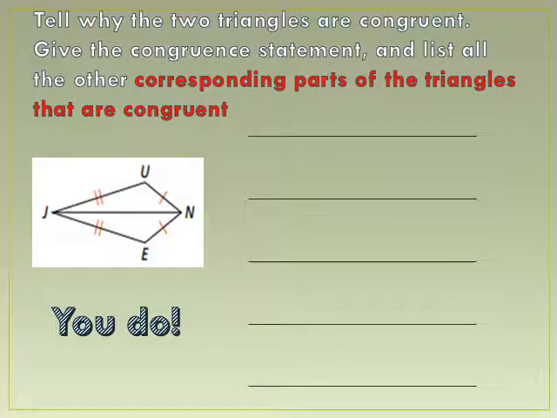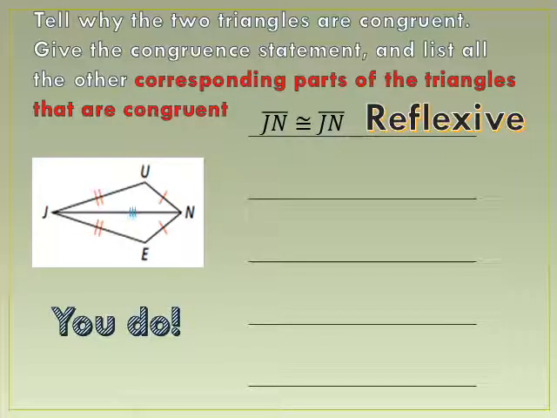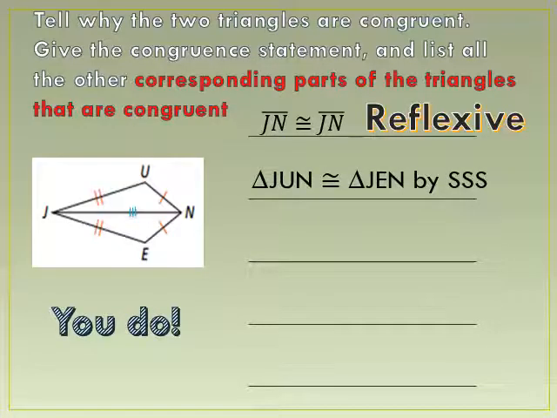Hey, one more example. I know it says you do, but I'm going to just walk through it for you. Tell why the two triangles are congruent, given the congruent statement. So when I look here, I see two sides marked. I can mark this third side congruent. Why? Because of the reflexive property. So I'll put a triple mark there. So now I can say these triangles are congruent by side, side, side congruence, one of our four shortcuts that we have.